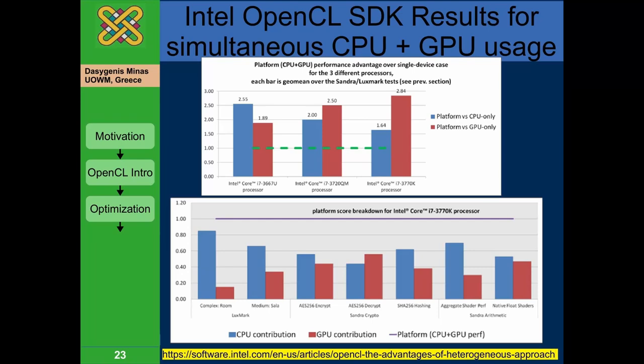There are three systems down there, three architectures, and we can see that the platform is both CPU and GPU. In every system, let's say in this system, which has the i7-3770K processor, we can see that we can achieve much higher gains if we utilize both systems.